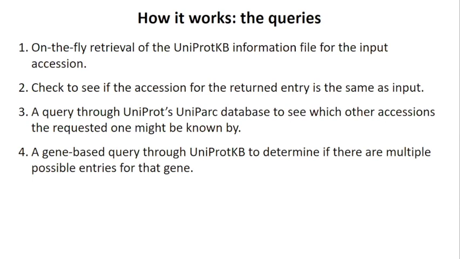Now, queries through UniProt's UniParc database, which is an archive of all sequences based on sequence identity, will indicate which other accessions the requested one might be known by. Finally, using the indicated gene symbol, or preferably its model organism database identifier, another query through UniProtKB will indicate if there are multiple possible entries for that gene. Now what happens next is that a few different criteria are used to decide whether or not the entry should be treated as a gene level term or a sequence level term.